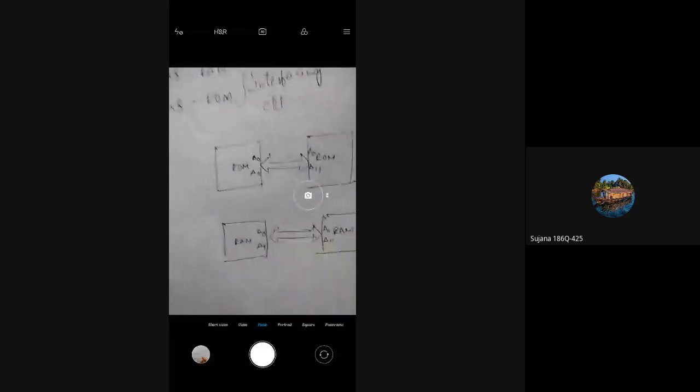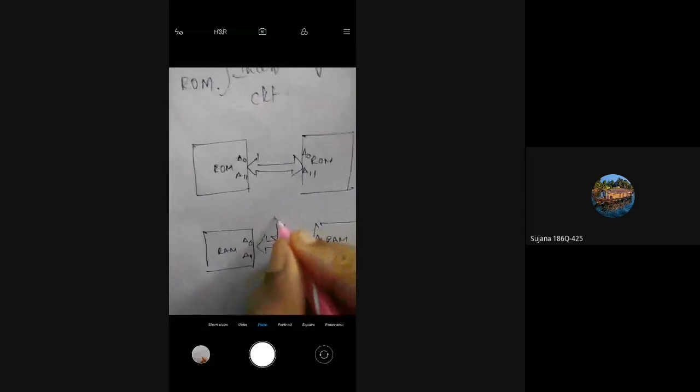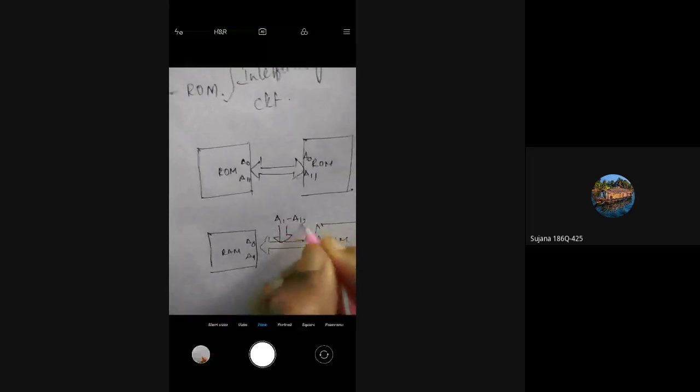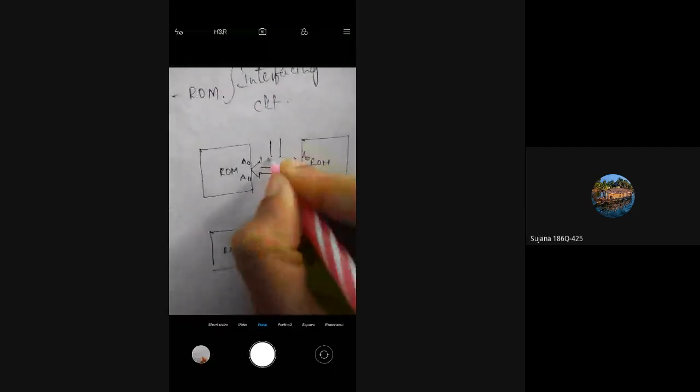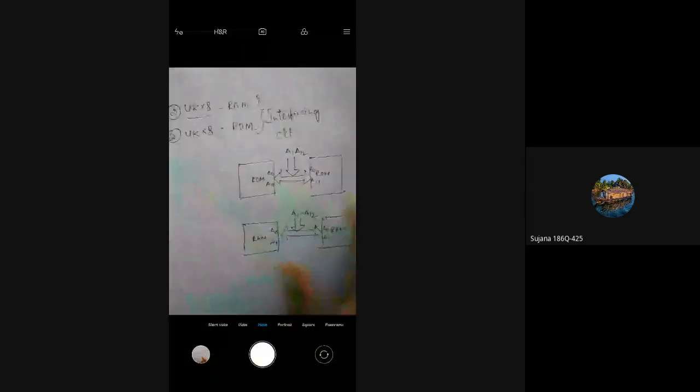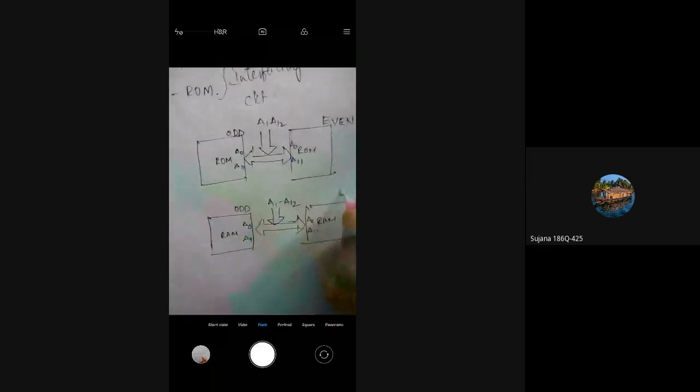Okay. So next, I have to connect this to the address lines of the processor. Let's say this is connected to the address lines of the processor. The upper 8 bits are called the odd address bank and the lower 8 bits are called the even address bank. So this is your odd address bank and this is your even address bank. I am considering this as the even address bank.